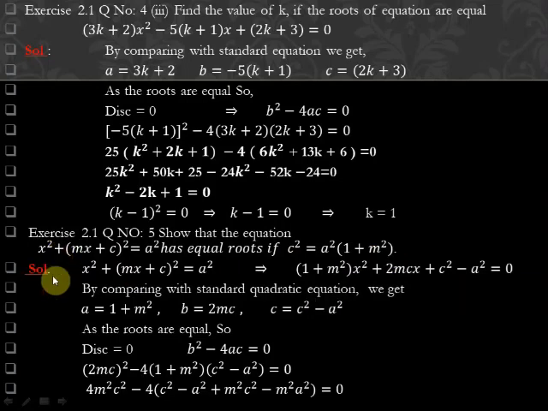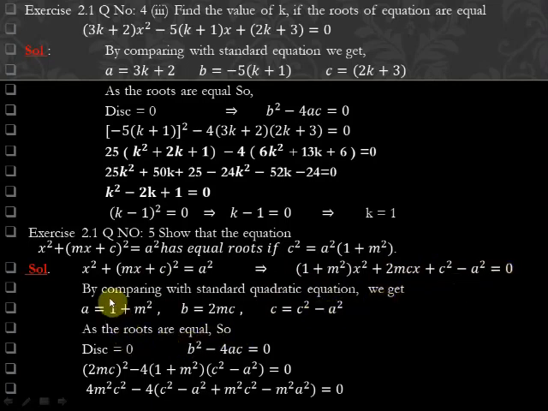Students, (x² + mx + c)² = a². On expanding the formula and rearranging the values, we will get a quadratic equation: (1 + m²)x² + 2mcx + c² − a² = 0.